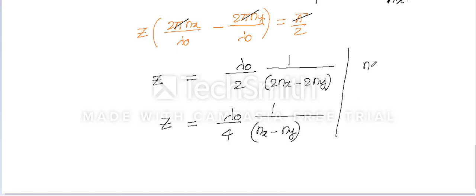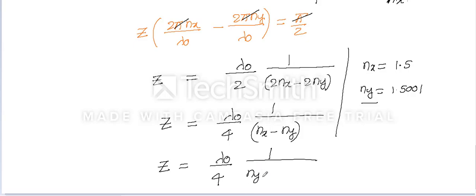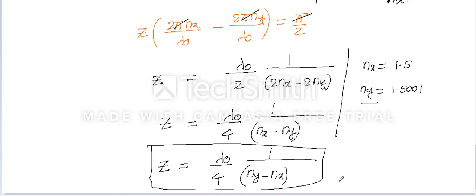Here the nx value is given as 1.5 and ny is given as 1.5001. Since ny differs, I can write z as lambda naught by 4 into (ny minus nx), as we need only the positive value of distance. Simplify this and get the value of z. This z is the minimum distance the wave has to travel to convert the circularly polarized wave to a linearly polarized wave. Simplify and get the answer.